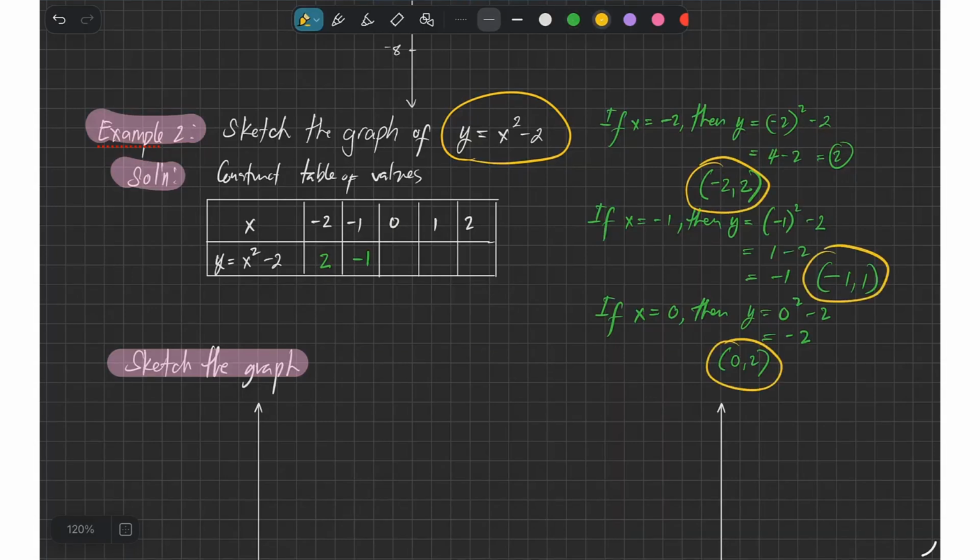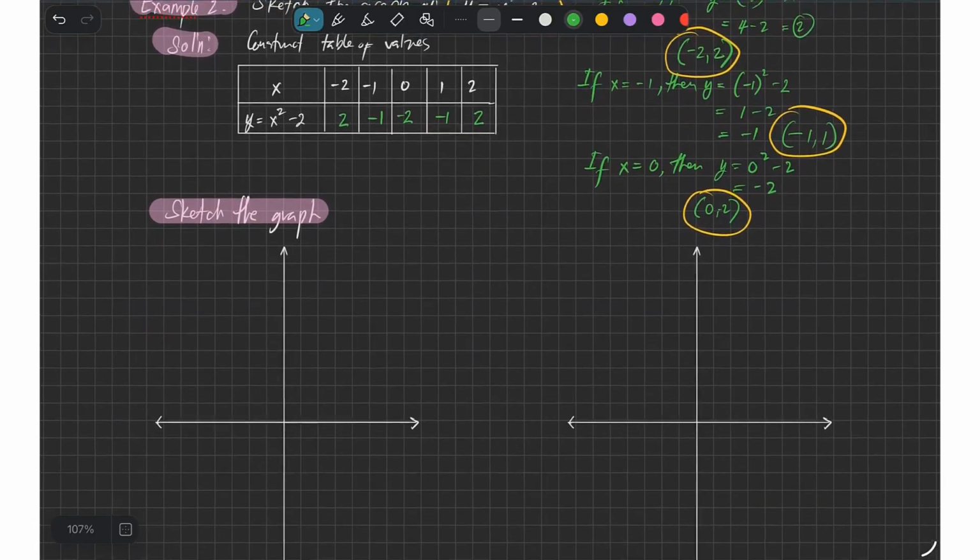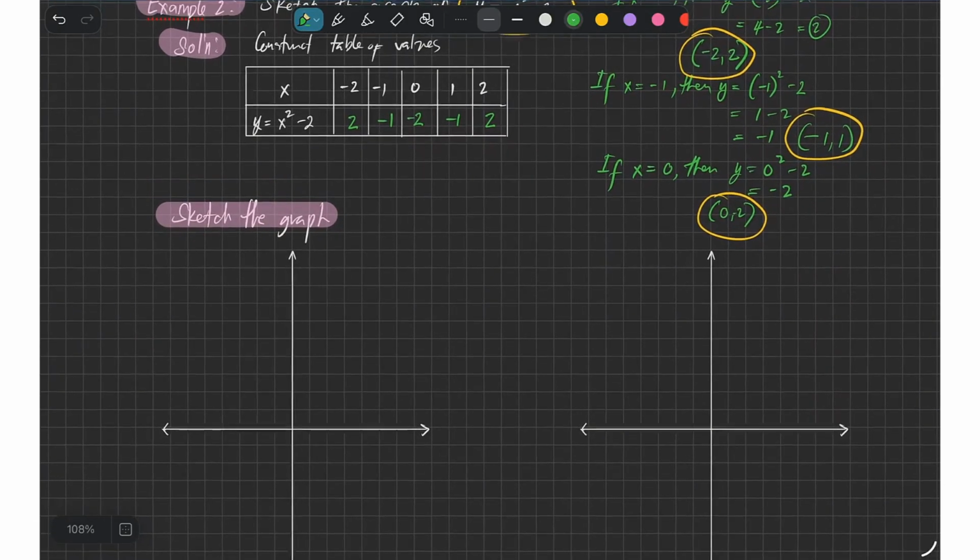Yan, tatlo. Use the same method po dito sa iba pang mga values ng ating x para makuha po natin. So, ito po ay magiging 2. Ang 1 po dyan ay magiging negative 1. Okay. At saka ang 2 ay magiging 2. I-plot po natin yan dito sa Cartesian plane. Yun nandito sa table. Okay.